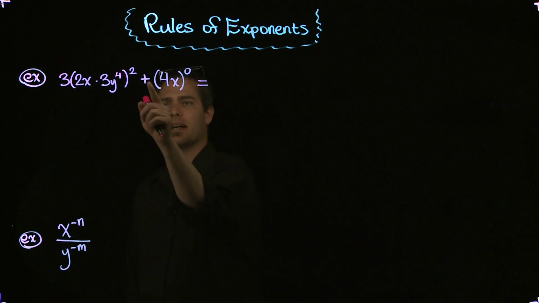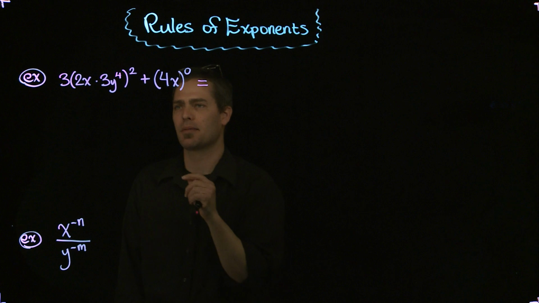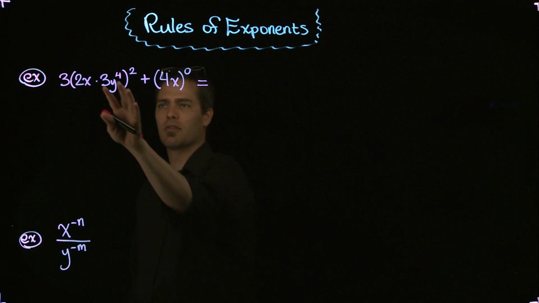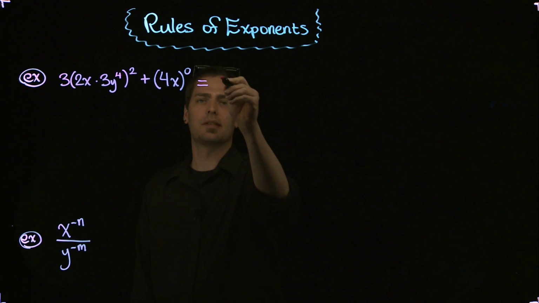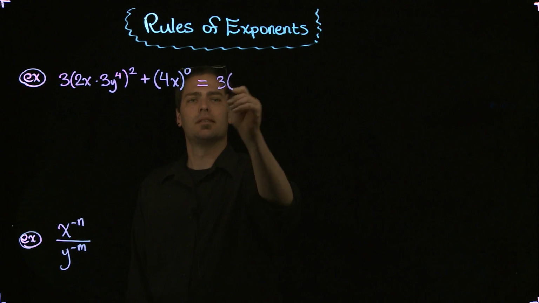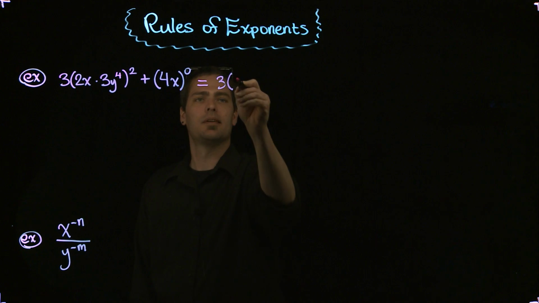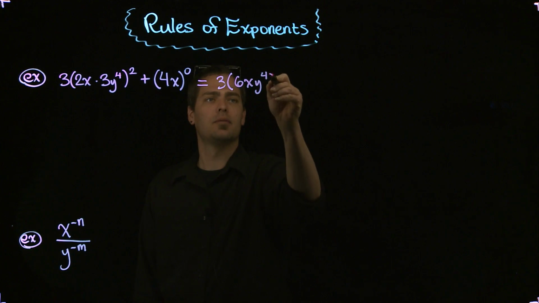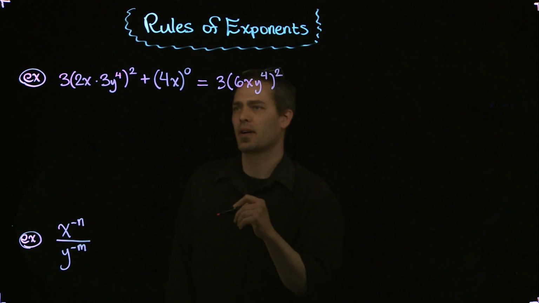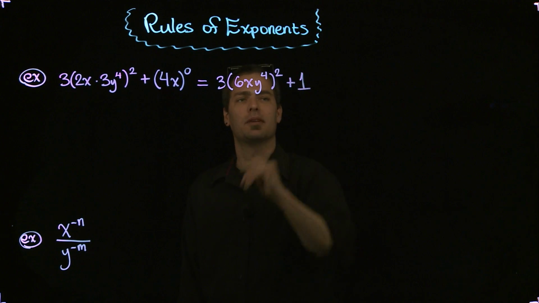And notice that I have a couple things here separated by an addition, so I'm going to go ahead and do both of those simultaneously. Over here inside the parentheses, it looks like I can do a little simplification first, so let's start there. So then I have 3 times, the 2 times the 3 can be multiplied, 6xy to the 4th, parentheses, squared on the outside, plus anything to the 0 power is 1.